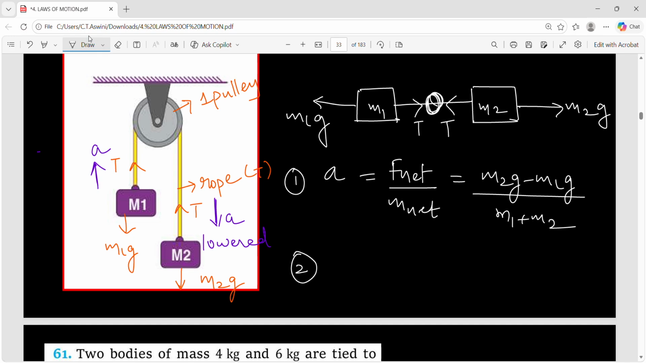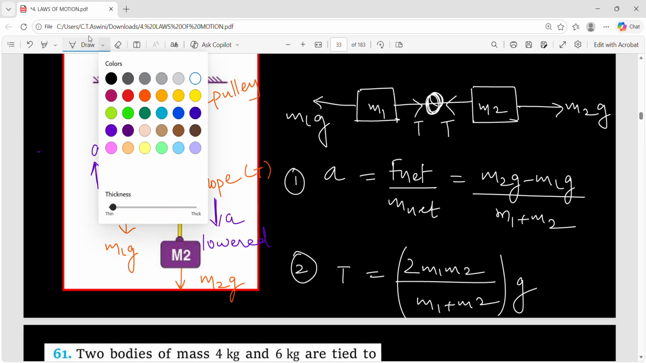How will you calculate? Same strategy. Take the free body diagram for M1, M2. Form the equation, simplify them, you'll get the answer. That is one way. But Atwood machine is the more common in our syllabus. So directly we'll remember the tension formula. Tension formula is 2m1 m2 upon m1 plus m2 into g.